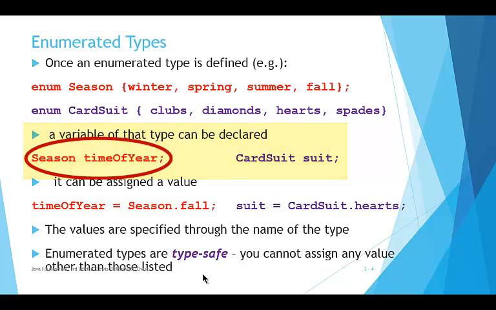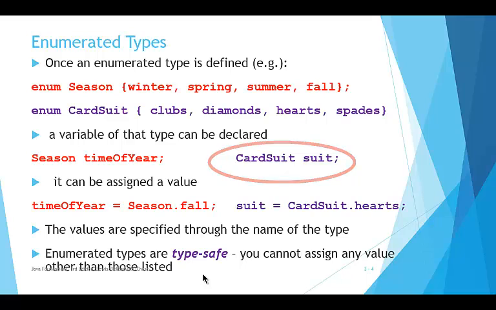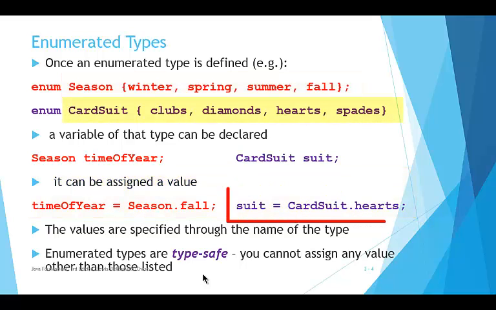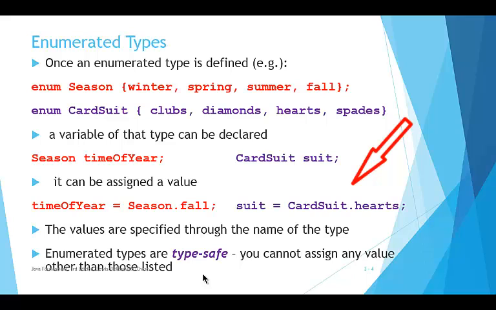The declaration of enumerated type variables is straightforward. Use the enumerated type and an identifier name for the variable. Then we can assign the variables a value from the range we provided in the enumerated declaration. Variable time of year can be set to either winter, spring, summer, or fall. Variable suit can be set to either clubs, diamonds, hearts, or spades. Notice that the type.value is used to set the value for the variable.